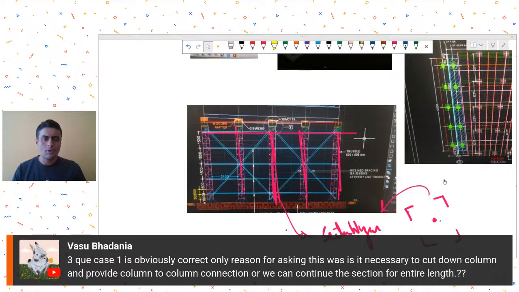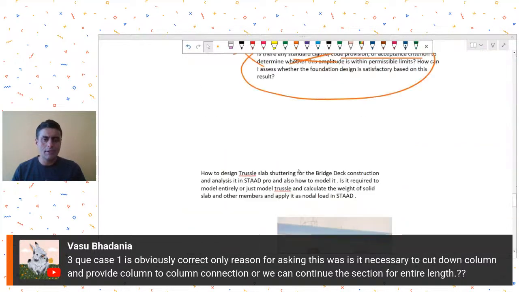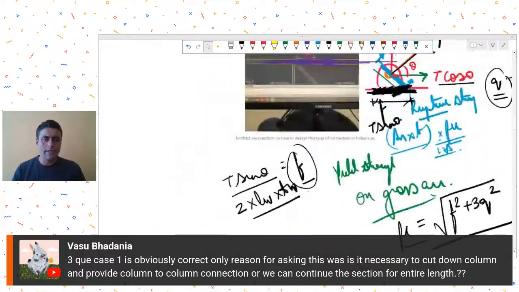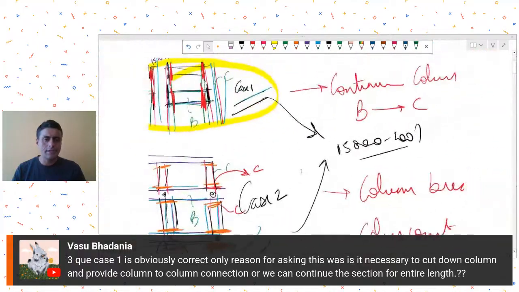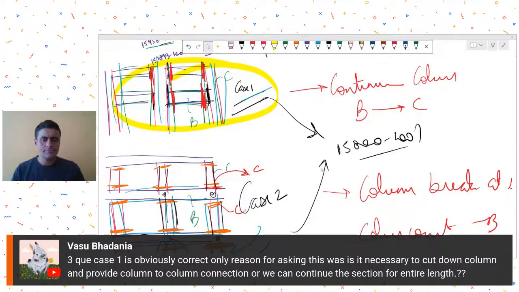His third question follow up was obviously the case one is correct, where we have taken the columns right through and beams are getting connected. But his follow up is, was it necessary to cut down column and provide column to column connection, or we can continue the section for entire length? No, so that depends on what length of column you can transport conveniently to site from your workshop.